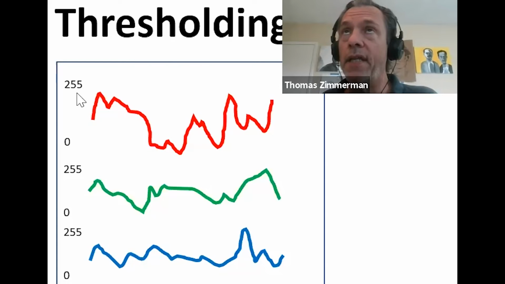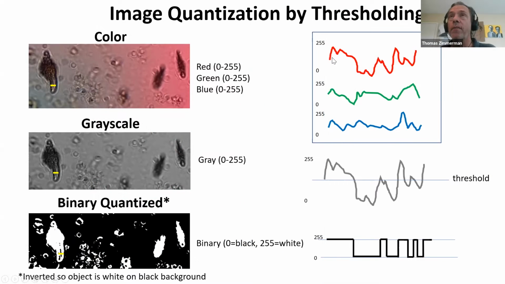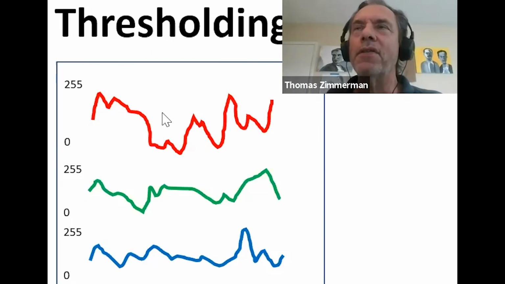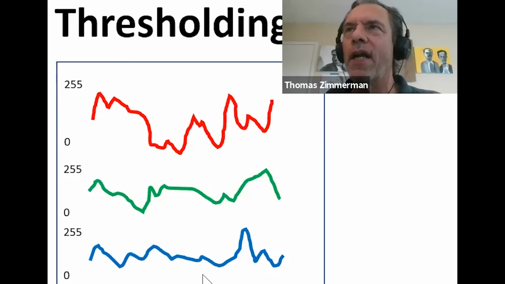And we're going to look at the values of each channel, the RGBs. The higher it is, the more red. And usually they're in sync. So these are the three values for the red, green, and blue channels. And X is the horizontal, the pixels.